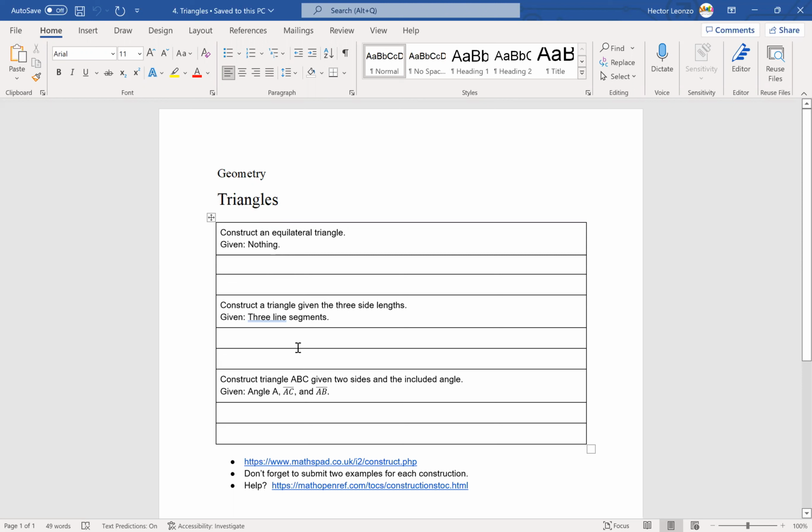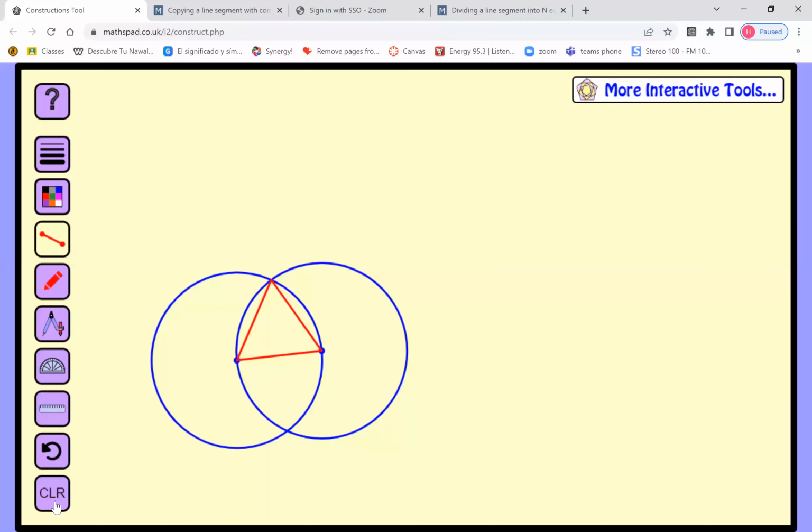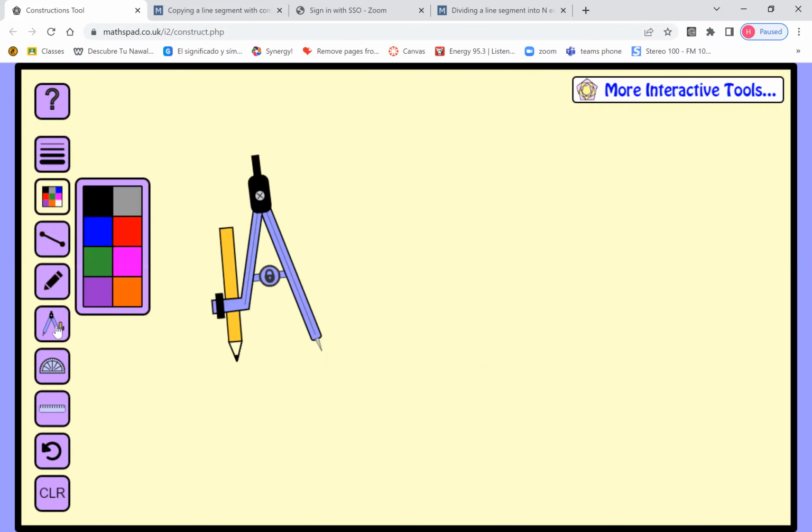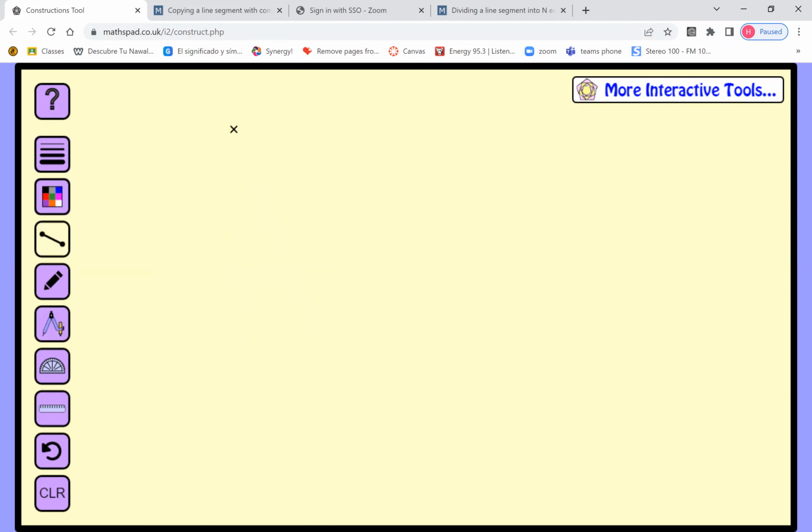Now the next one, it says construct a triangle given the three side lengths. And given, we're gonna have three line segments. Okay. So let's come here. Let me clear this out. So given, let me go in black. Given we have three line segments. So there's one, doesn't matter how big, two, and three. I can call it line one, line two, line three, right? Line segment one, two, and three. I want to make a triangle with those three sides.